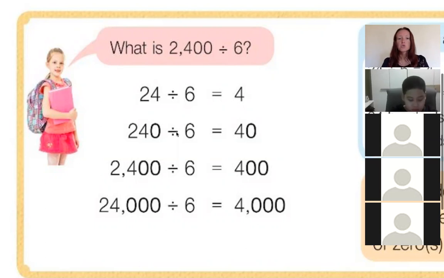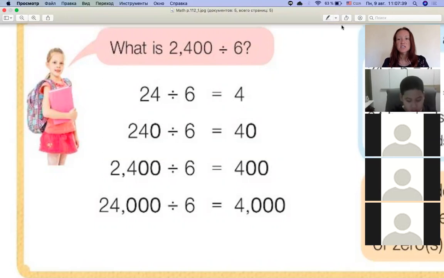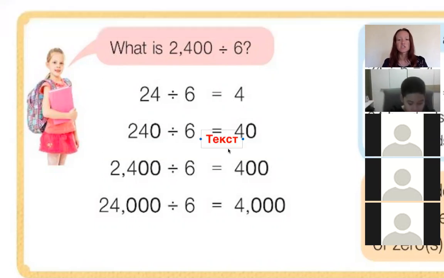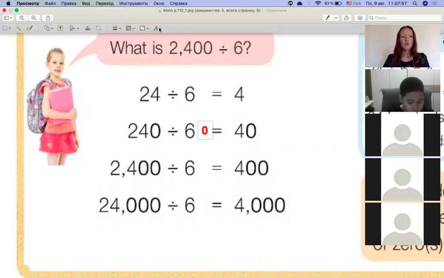But 240 divided by 60, that is a totally different story. If you see it like this, 200, we will learn it later, I think. So 240 divided by 60. What is the quotient?